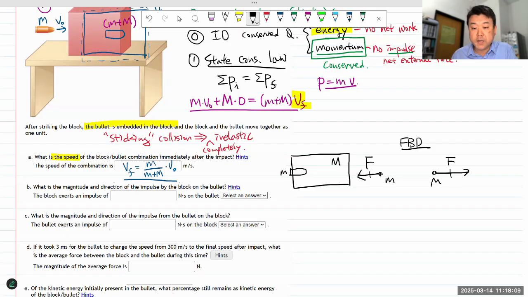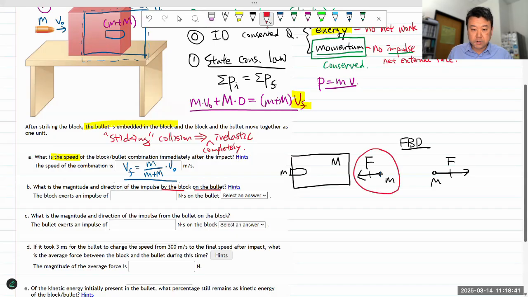And this should be action-reaction forces. There are internal forces, and of course, there are other forces like gravity and normal force. But I'm just ignoring all those because they balance each other out and they don't affect anything. So the direction of impulse by the block on the bullet, that's describing this. So here it must be leftward.